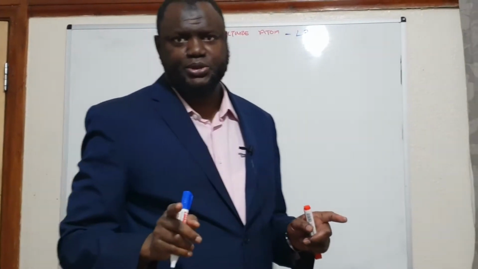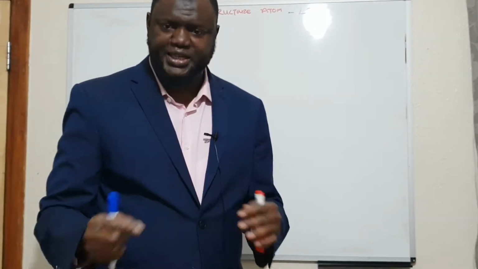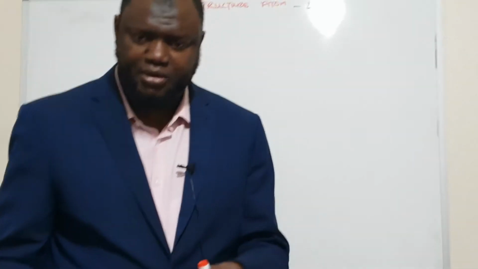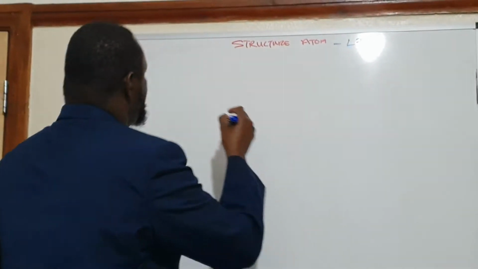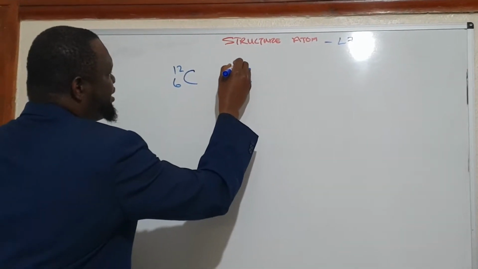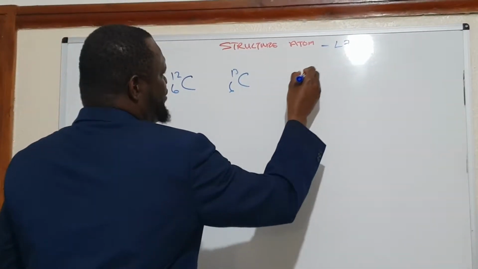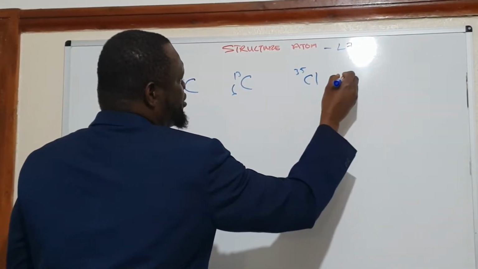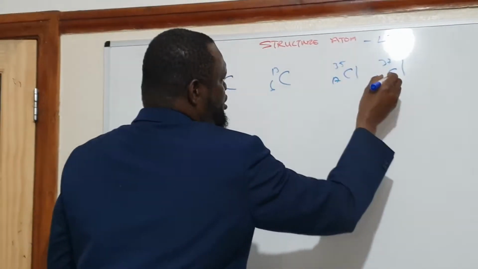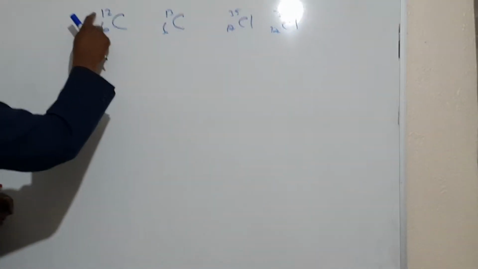We talk about isotopes. We say isotopes are different variations of the same atom. That means having the same atomic number and different atomic mass. An example is carbon: carbon 12, atomic number 6, and carbon 13, atomic number 6. You also have chlorine 35 and chlorine 37, atomic number 17. If you look at it, the atomic numbers are the same. The only difference is the mass number.